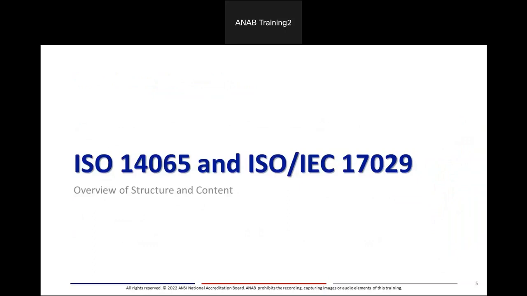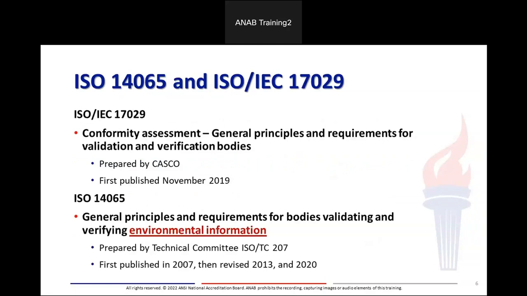So ISO 14065 and ISO IEC 17029. Let's start with a brief introduction and an overview of the structure and content of these two documents. So ISO IEC 17029 is titled Conformity Assessment, General Principles and Requirements for Validation and Verification Bodies. It was prepared by CASCO, or the ISO CASCO Committee. CASCO is the Committee on Conformity Assessment, and it is the committee that has developed all of the 17,000 series of documents related to conformity assessment.